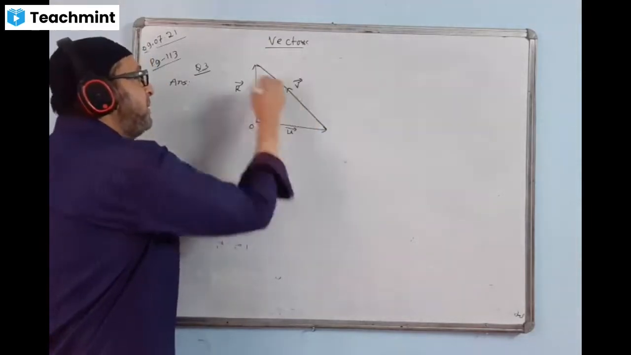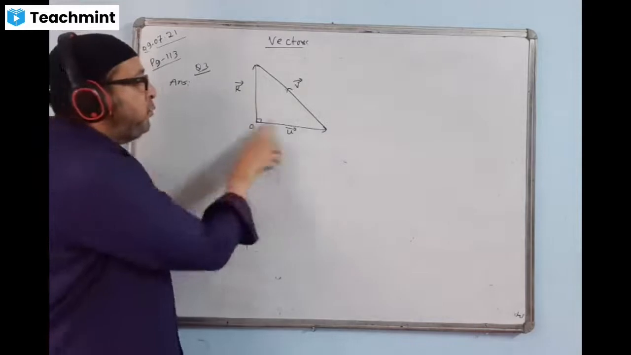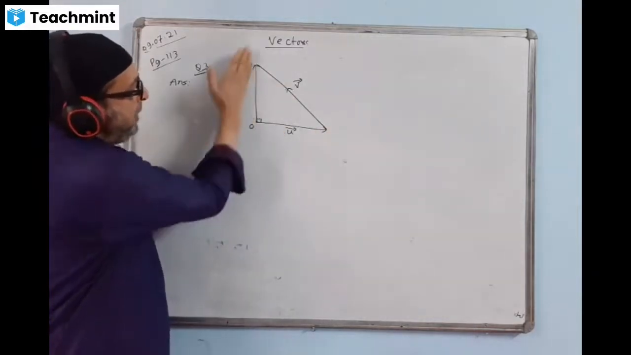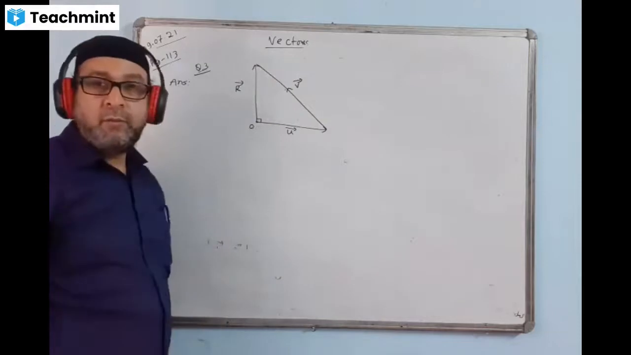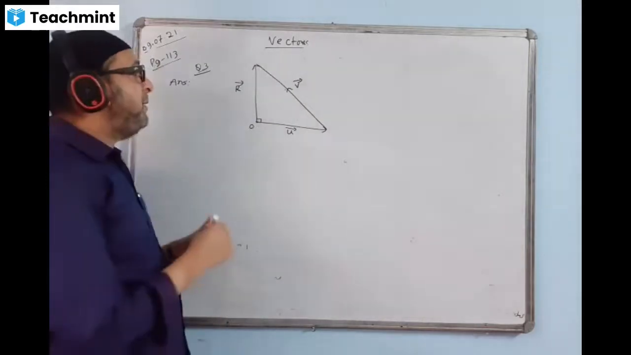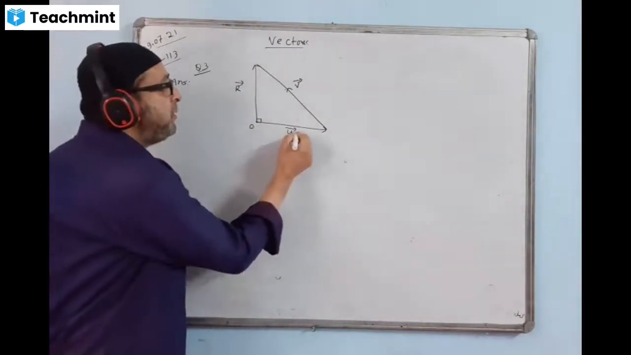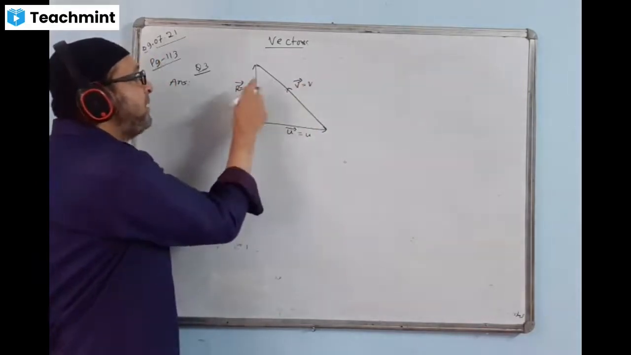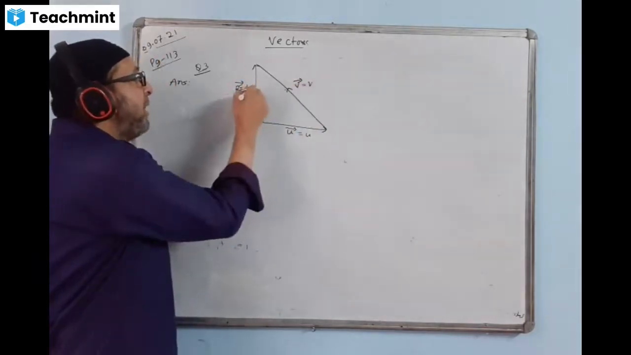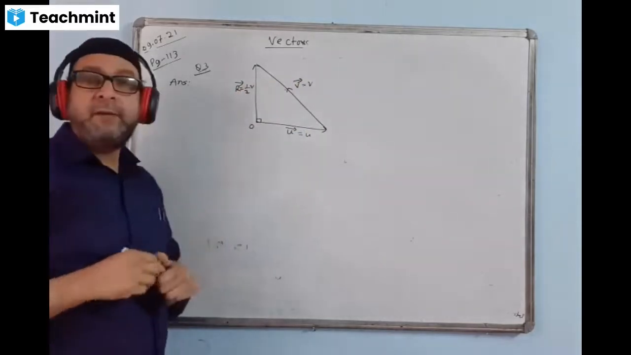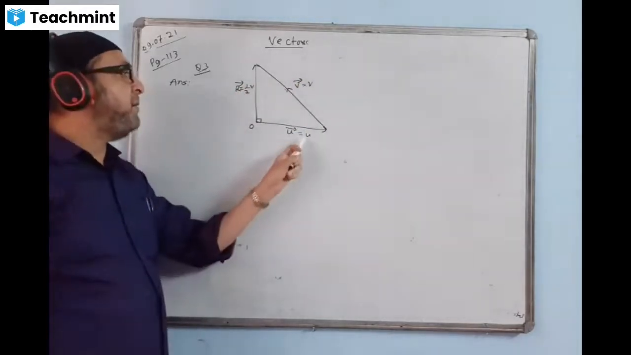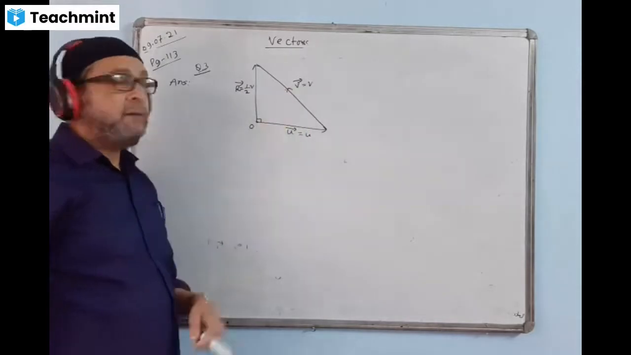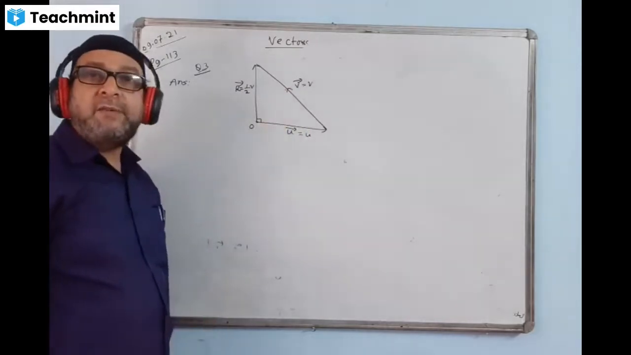Vector v must be like this. U and v, and the resultant is here, perpendicular to u. Let us take the magnitude of u as u, the magnitude of v as v, and the resultant magnitude is half of v. Now they are asking to find the angle between the vector u and v. Which angle are we supposed to find?